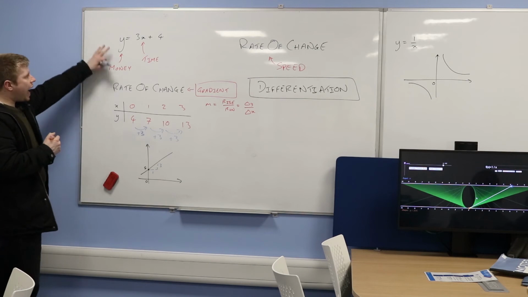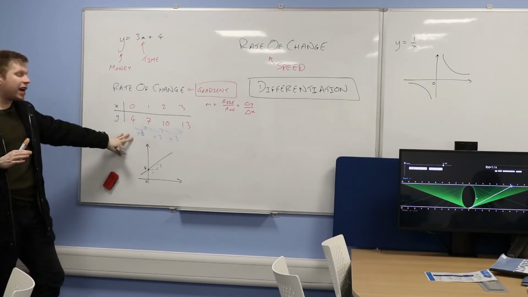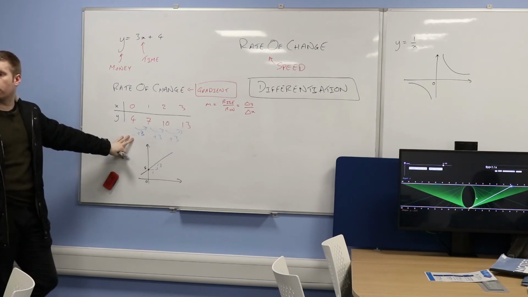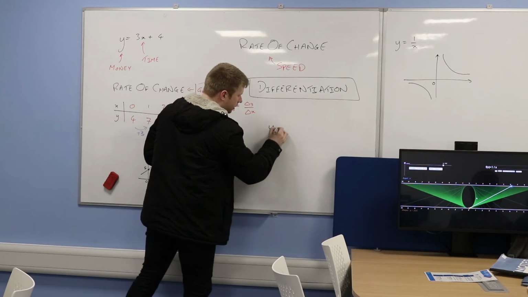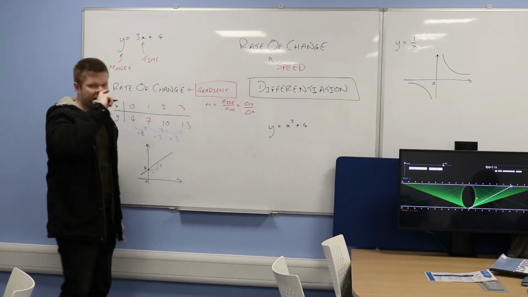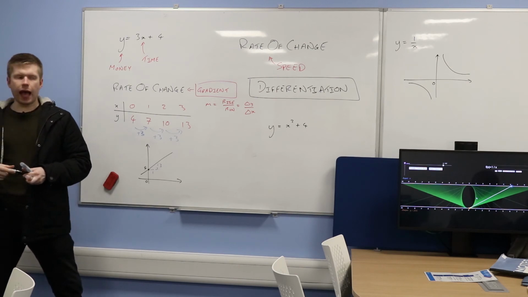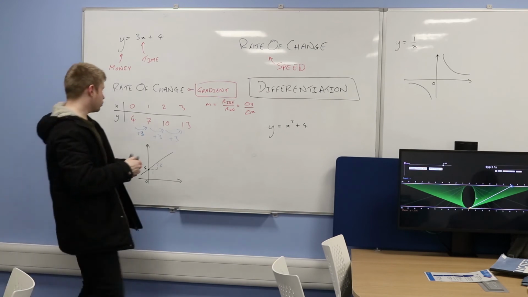Now, are you happy that in this case, just a straight line, my rate of change actually is constant? It's £3 every month. Okay? But I could have equally had a different situation, something like this. Okay, x squared plus 4. Now, are you happy now that my rate of change is no longer constant? Let me illustrate.